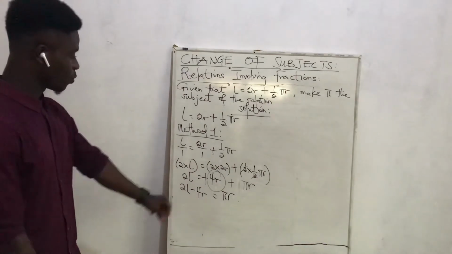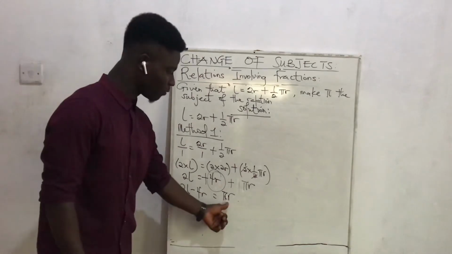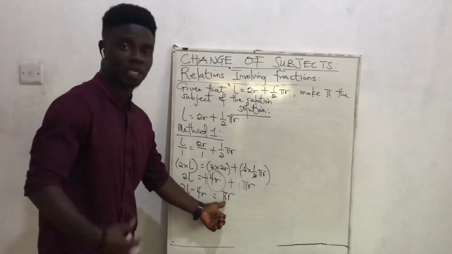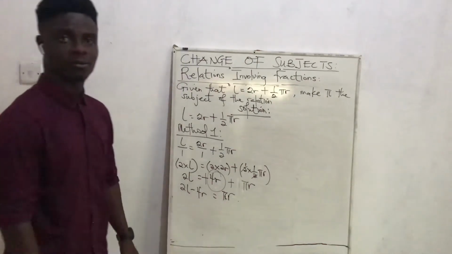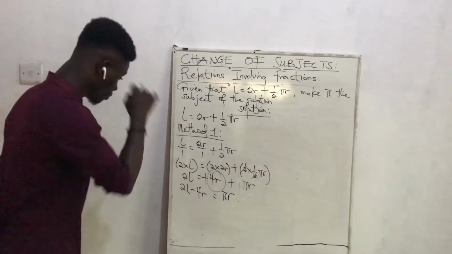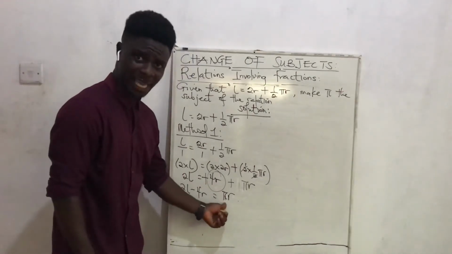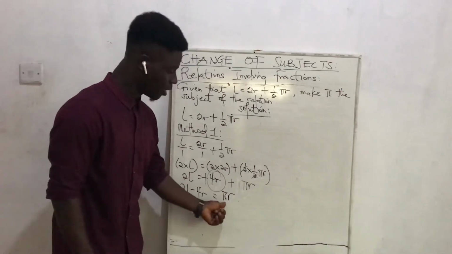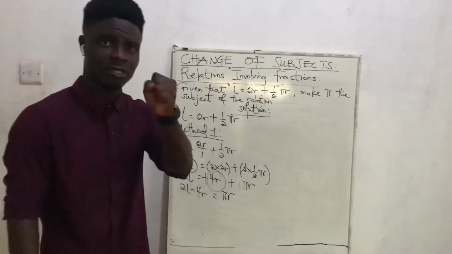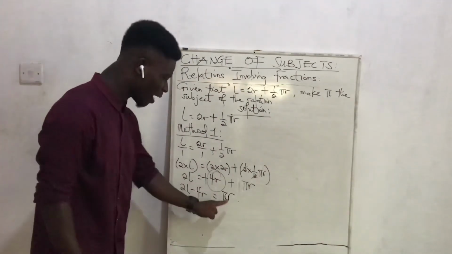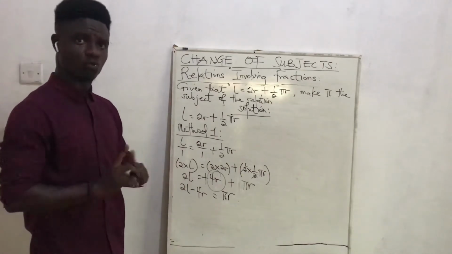Again, 2L minus 4R equals pi R. So what can we do here? We can divide both sides by the coefficient of pi, which is R. So we divide both sides by R. We want pi. Here they are multiplying, right? So in order for you to get pi, you have to divide, because here they are together. You don't have to send R to the left hand side and tell me that it is negative. No, it is wrong.